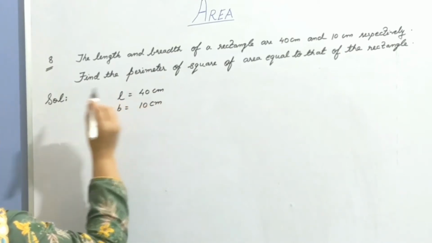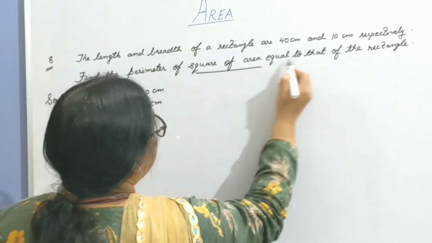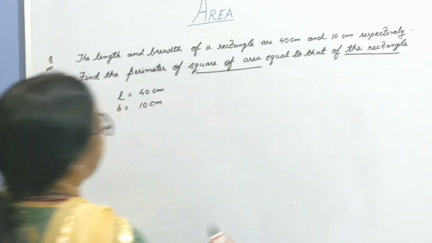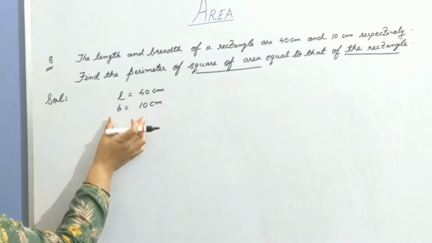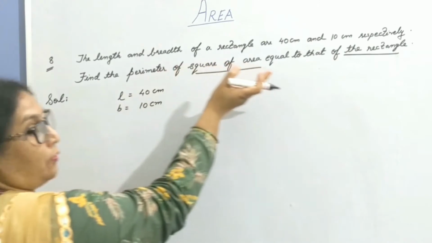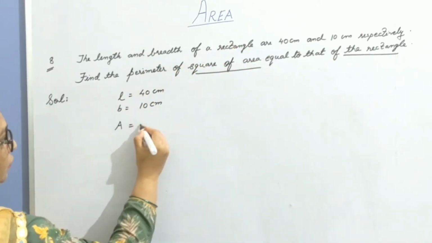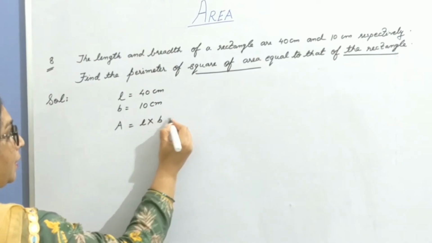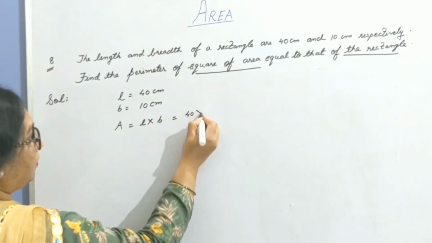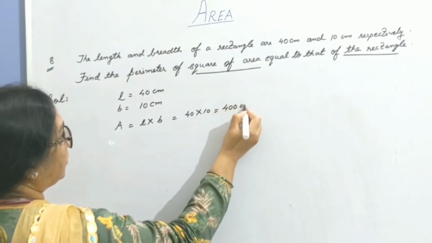What is the condition given here? The area of the square is equal to the area of the rectangle. So let's first find the area of the rectangle. Once you get the area of the rectangle, the same is the area of the square. What is the formula for the area of a rectangle? Area of rectangle equals length into breadth. That is 40 into 10 equals 400 centimeter square.